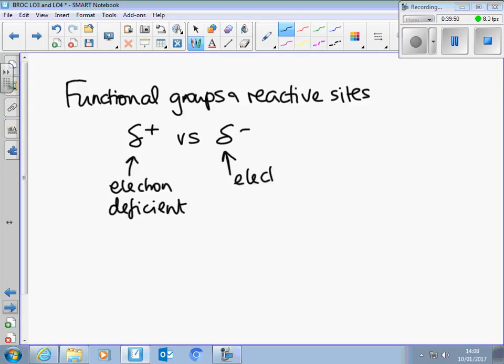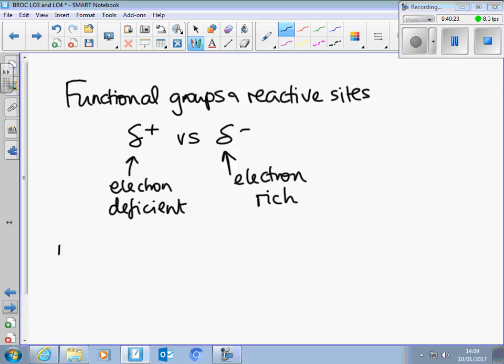I didn't need to write electron out every time. I could just put E minus. And of course, where you've got one, you'll have the other. So in a polar bond, you're going to have both. Which part of that is going to be attacked? Well, it will depend what sort of reaction, won't it? If you think back to where we were, nucleophiles attack electron deficient regions, so this bit, whereas an electrophile might attack the electron rich region.